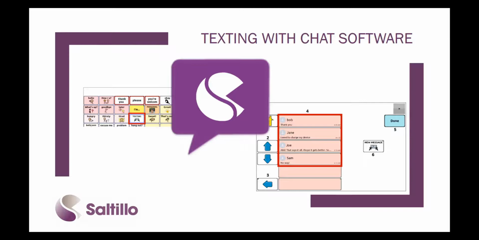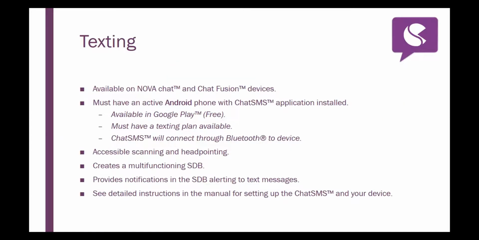New and exciting with version 2.9 update is the addition of a texting feature. Staying connected is moving up a level with this update. The texting option is available on NovaChat and ChatFusion devices. This feature will require an active Android phone with the Chat SMS application installed.